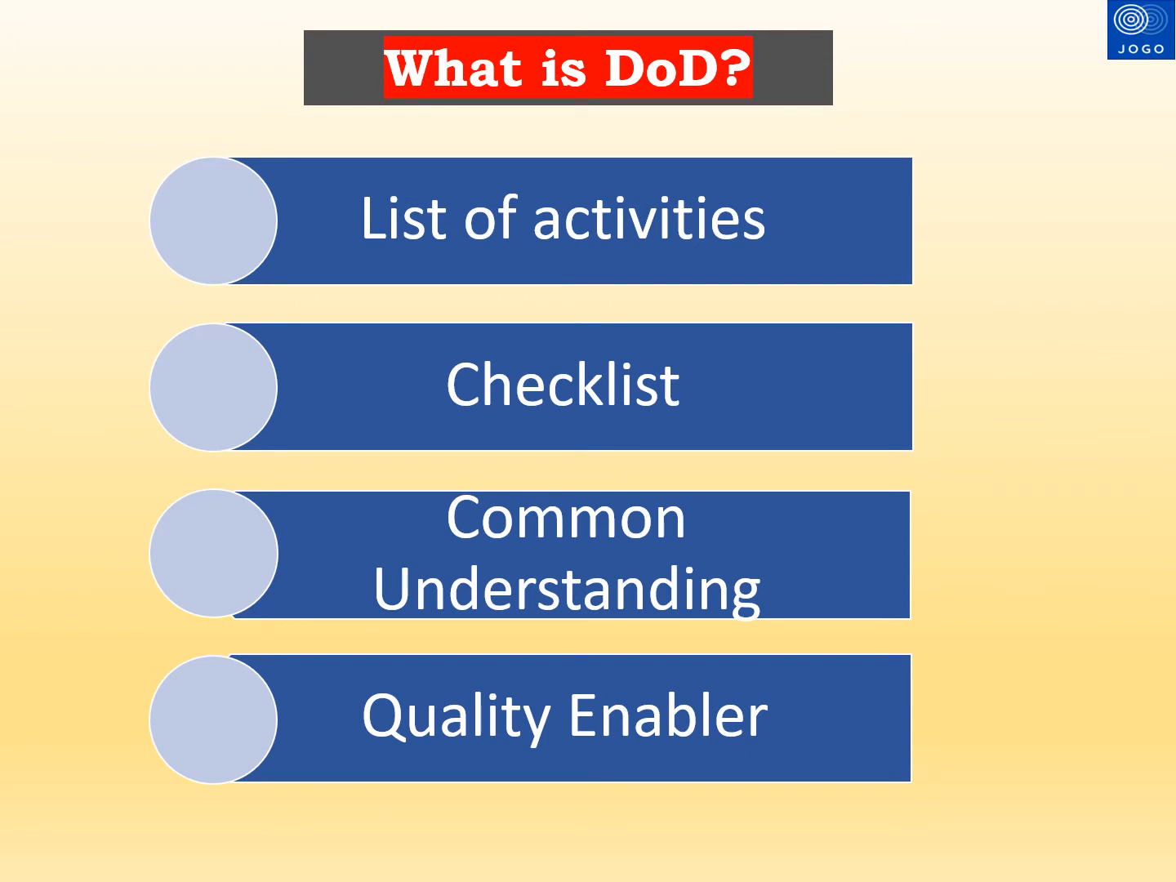Definition of done is the list of activities that needs to be completed by the development team so that the product will meet the customer needs. For easy understanding, consider DoD as a checklist that will contain the tasks that should be completed by the development team. DoD is a common understanding document between the product owner and development team. DoD will also help the team to ensure the quality of the product in the agile teams.